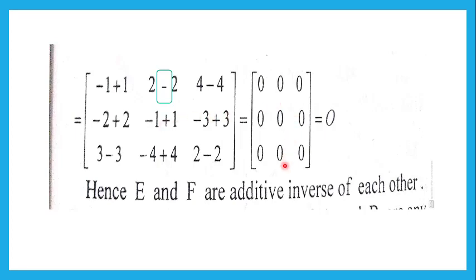So over here you can see that E and F are additive inverses of each other. Why are they additive inverses of each other? Because on adding these two matrices, the resultant matrix is 0.